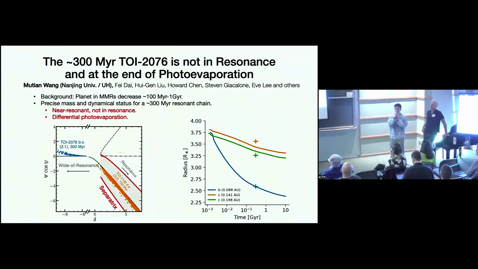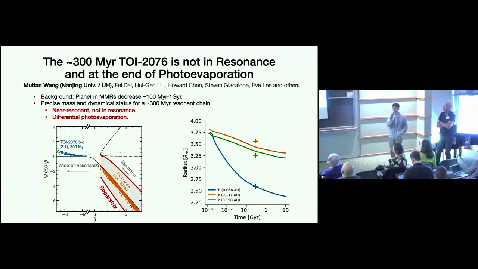Hello everyone, I'm Mu Tian Wang from Nanjing University. I'm a PhD student. So you may have known from this morning's talk that the youngest planets are still evolving dynamically and losing their atmosphere in the first 100 million years.